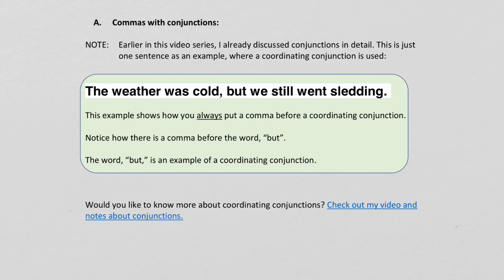Alright, commas with conjunctions. One way of using commas. Earlier in this video series, I already discussed conjunctions in detail. So here's a link to that video now.